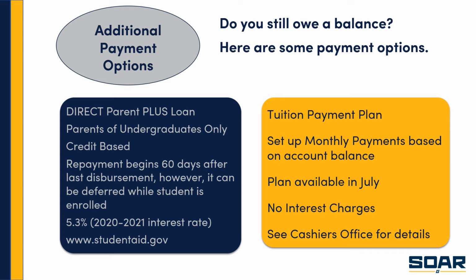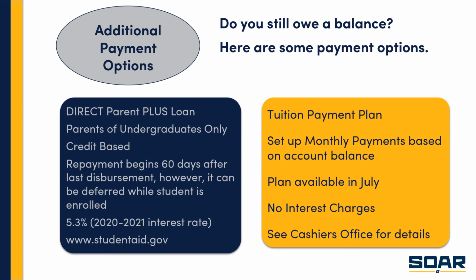Remember that number we talked about several slides before, minus any other financial aid that the student has accepted for the academic year. The loan is, as I mentioned before, credit-based, which means that there will be a credit review. Parents must pass the credit review in order for the loan to be approved. If the loan is approved, then repayment starts 60 days after the last disbursement.